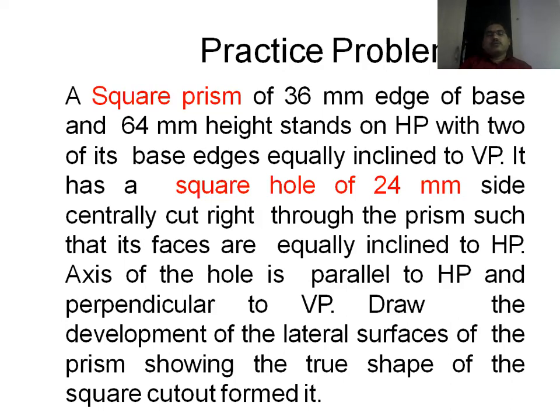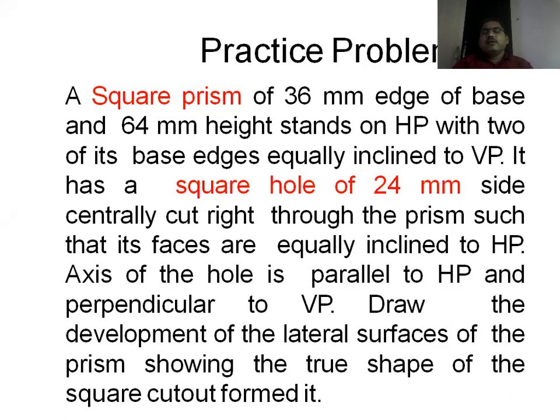Now this square prism has a square hole of 24 mm side. On this vertical square prism, there is a square hole, and the position of that square hole is given. The side of that square hole is 24 mm, centrally cut through the prism. This indicates where the axis of the square hole is. It is exactly at the midpoint of the height of the square prism.